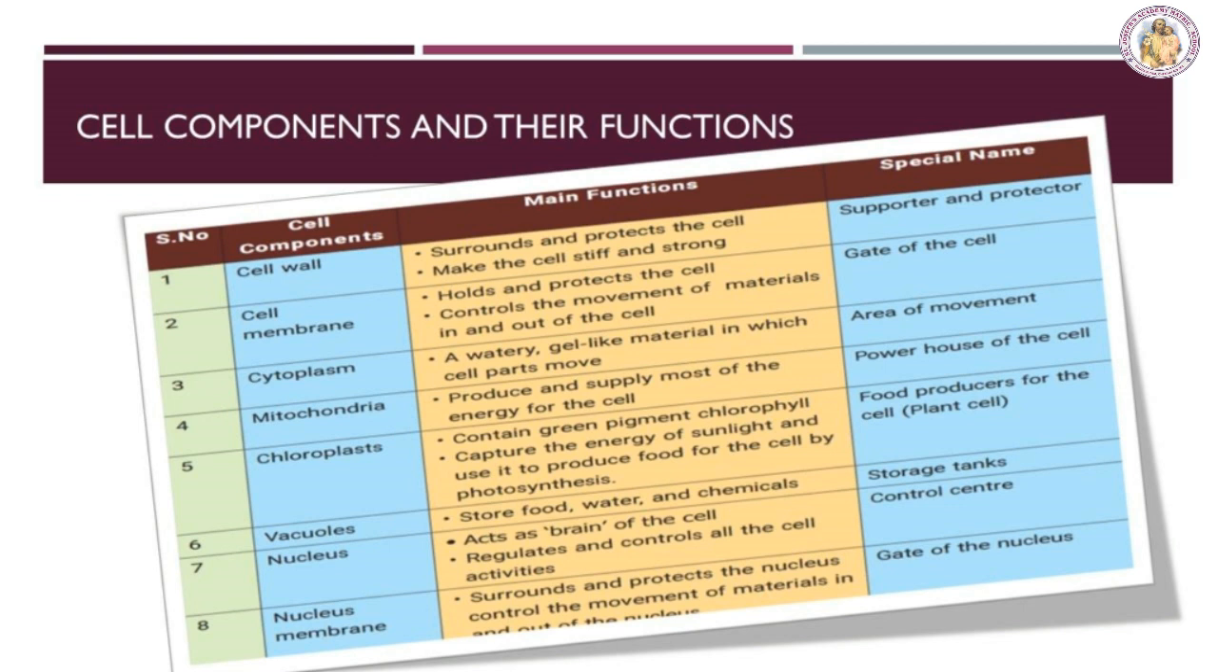Next component, vacuole. It stores food, water and chemicals. So the special name of the vacuole is storage tanks. Next, nucleus. It acts as a brain of the cell. It regulates and controls all the cell activity. So it is called control center. Next, nucleus membrane. The functions are: surrounds and protects the nucleus, controls the movement of materials in and out of the nucleus. So it is called gate of the nucleus.